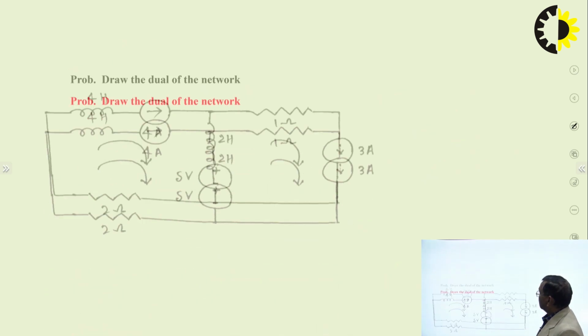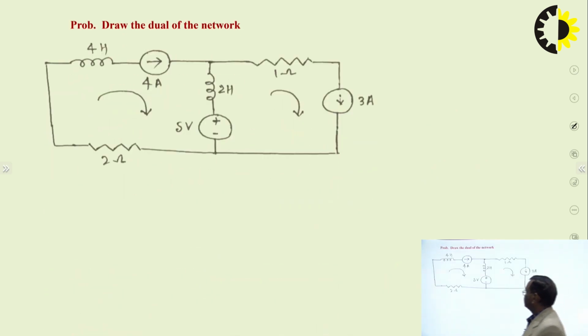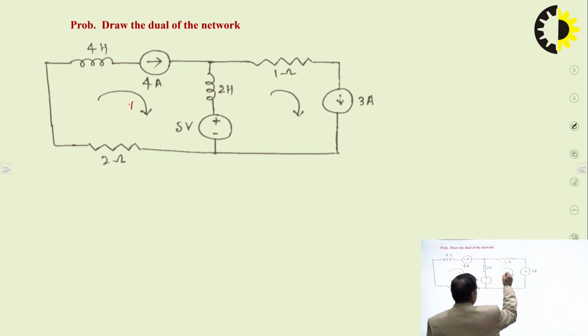Let us look at another problem. This is also a planar network and there are also two meshes. Suppose this is 1 and this is 2, and then take the outside; this is your reference node.